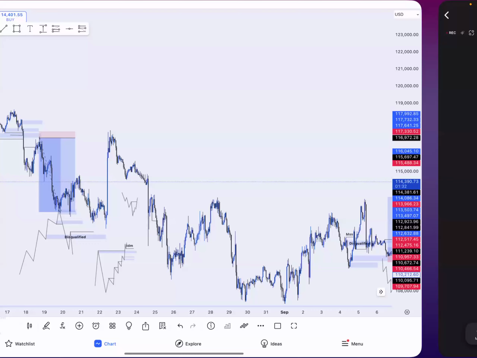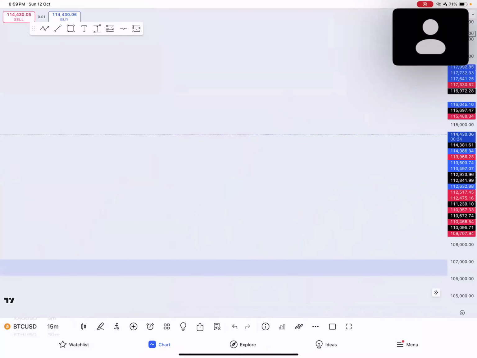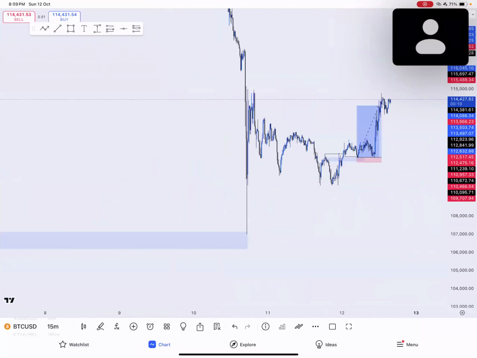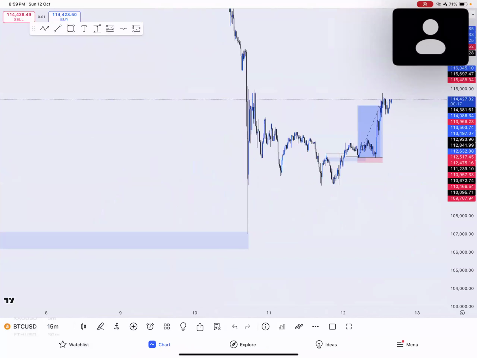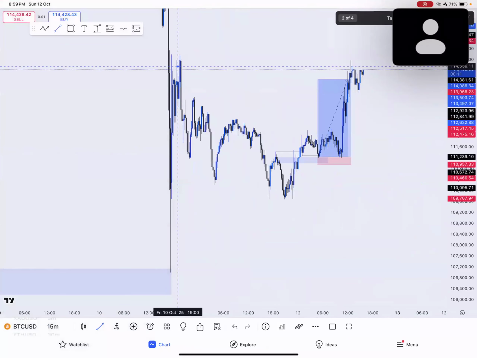Someone said I should explain the trade I took today. But I took it on a lower time frame because the market was very volatile. When I talk about directional bias, you will understand it more. But right here, we had the market on a downtrend, giving us lower highs and lower lows.